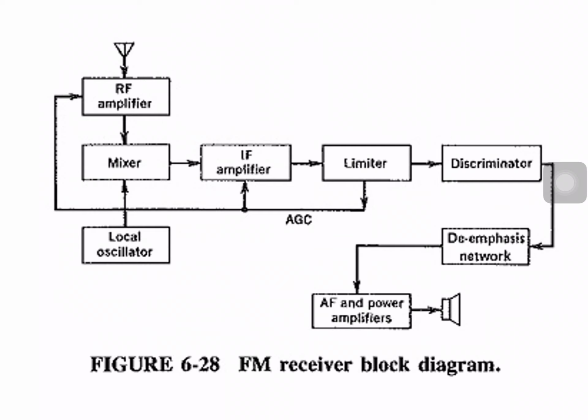Then there is a discriminator circuit. We already understood this discriminator in FM detector techniques. Phase discriminator, you remember that? So the discriminator we have already studied. A de-emphasis network and then AF and power amplifiers. This de-emphasis network also we will learn later on.